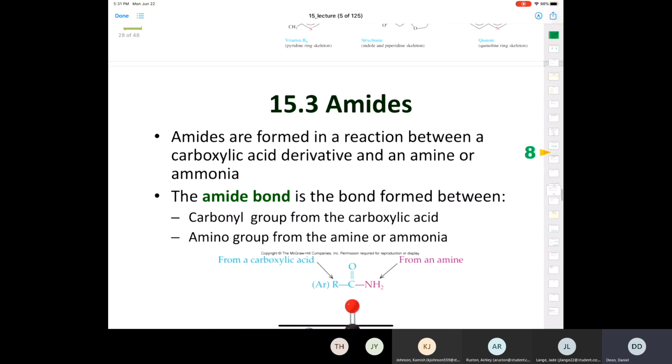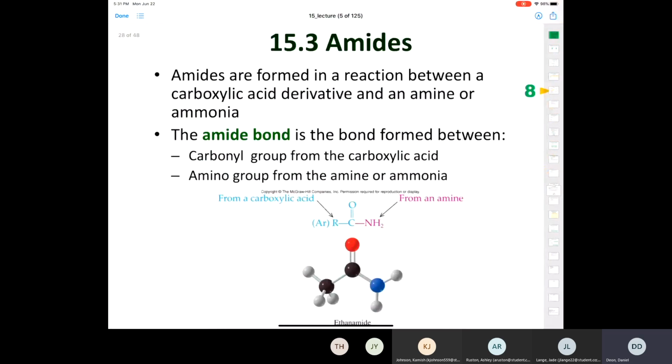All right. Now let's switch gears and take a look at section 15.3, which deals with amides. Amides are going to be very important when we look at proteins and enzymes later in this class. In order to understand primary, secondary, tertiary, and quaternary structure of proteins, you have to have some grasp of amides.